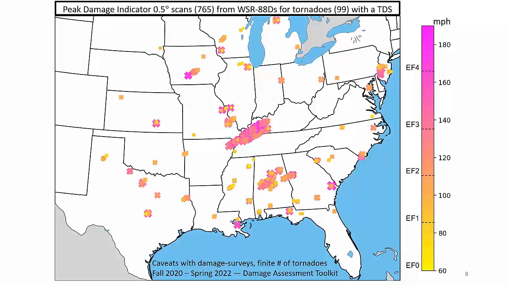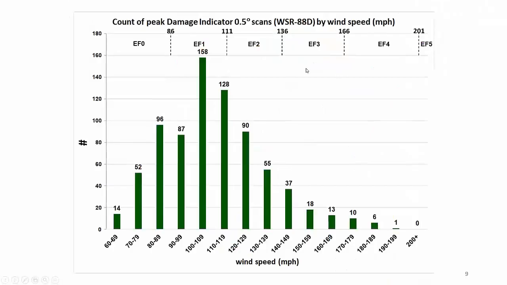And so this is based on the damage that was revealed at the ground for these particular tornadoes, the wind speeds. So with this data set, here's just a bar chart of the 765 scans. Most of these scans were F1, F2, but we also had some F3 and even F4 damage indicator scans. So from these 99 tornadoes, again, this is 765 points along the path of a tornado in which this is the wind speeds associated at the ground with those scans based on damage.